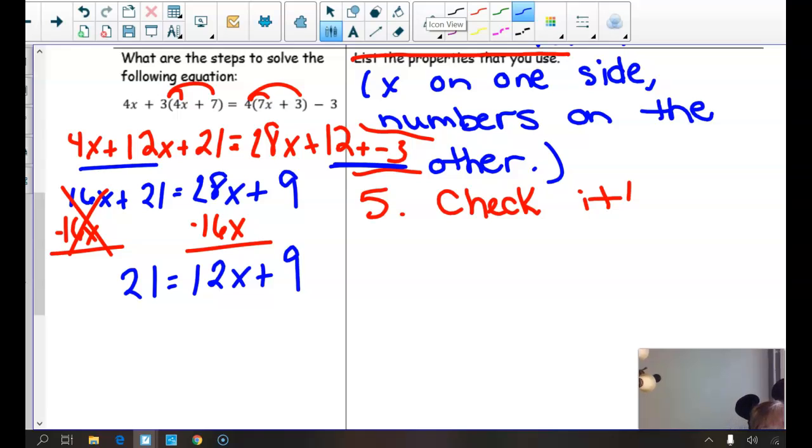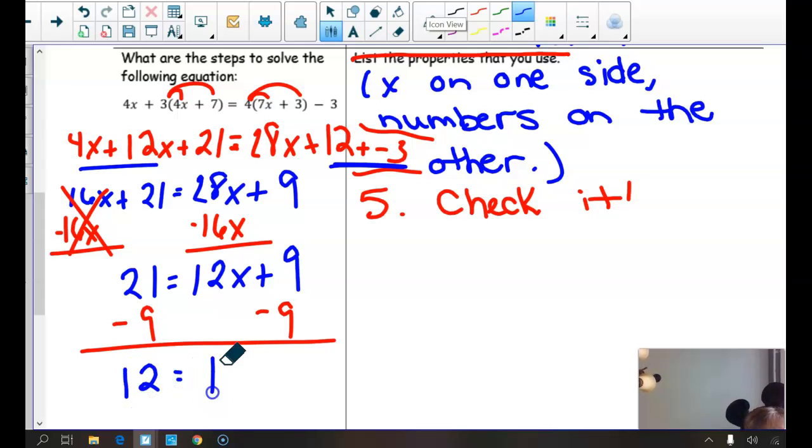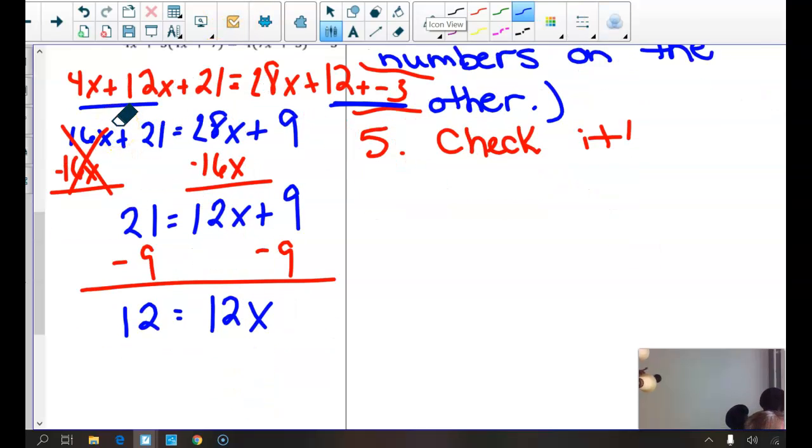Alrighty, we're almost done. Now it's looking better, right? It's like the finish line. You can see the finish line in a race. All right, so you're going to divide by 12, and you're going to have 1 equals x. And that is your answer.